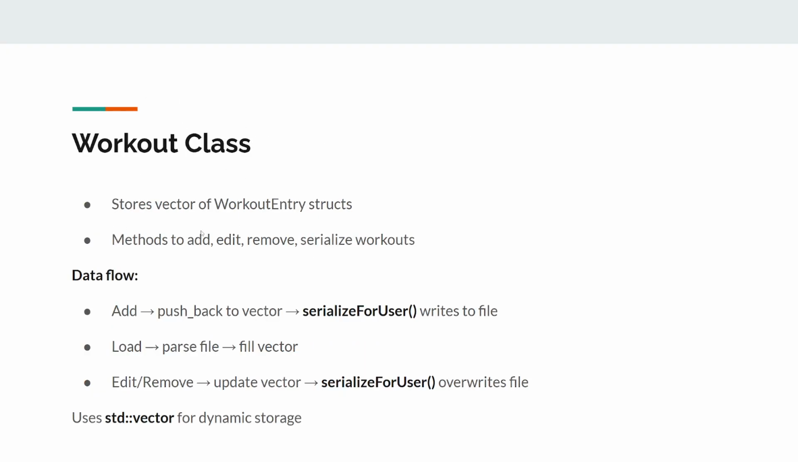Workout class will store vectors of workout entry structs. Remember how you made structs for workouts? Well, there's a main vector in workout class, which stores all those structs. And workout class has methods to add, edit, or remove these workouts. To add, you just have to push back to the vector, since it's dynamic. And serialize for user writes to the file under the user. To load data, you just have to parse the file and fill the vector. To remove, you just update the vector, and then you just overwrite the file with the new information.